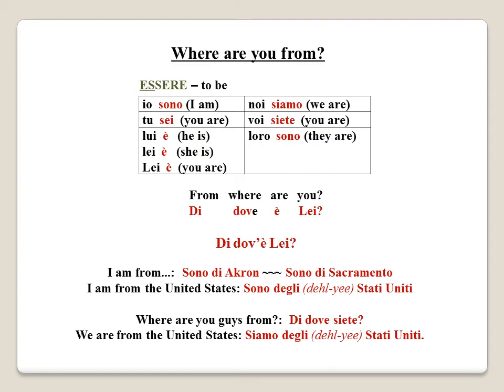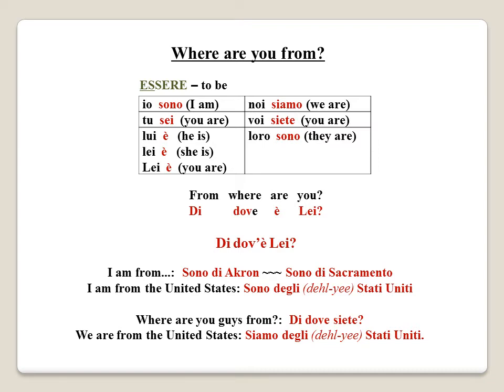Another typical meet and greet question is asking, where are you from? For this question, Italians will use the verb essere, which is most commonly translated into English as to be. Here is essere conjugated in the present indicative tense. Io sono, tu sei, lui è. Noi siamo, voi siete, loro sono. Remember that the third person singular form of essere in the present indicative must always be written with a grave accent mark.